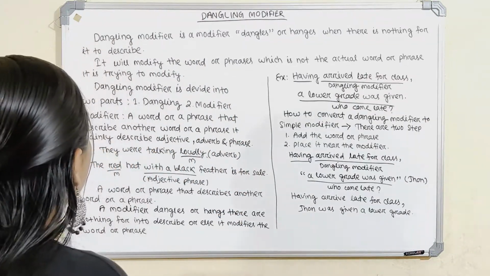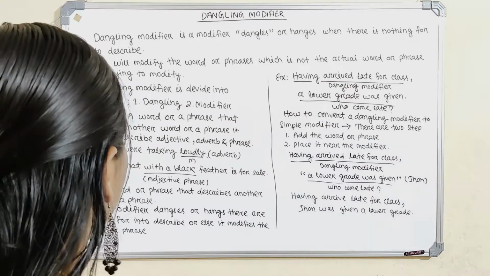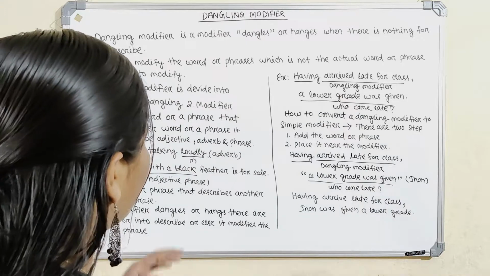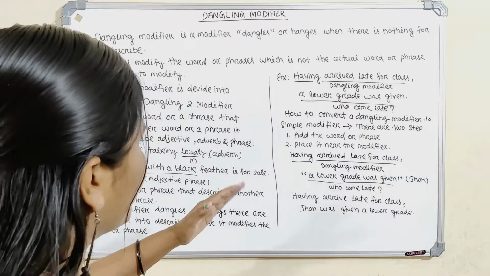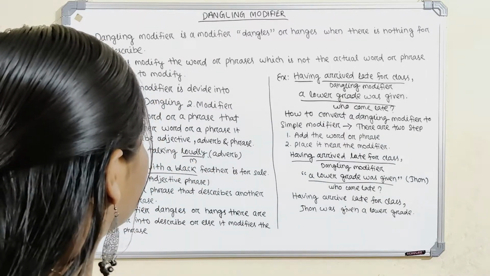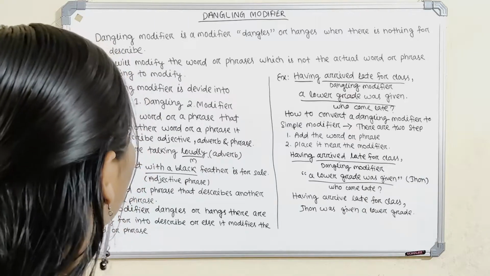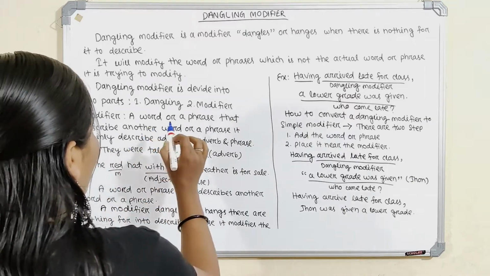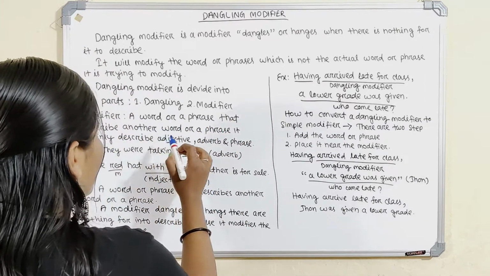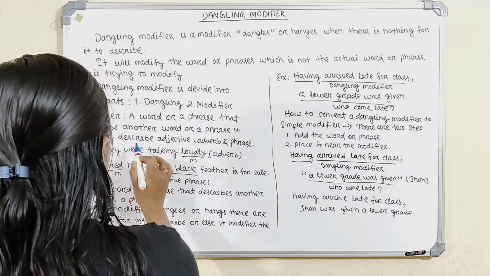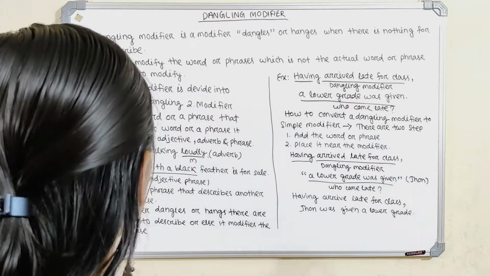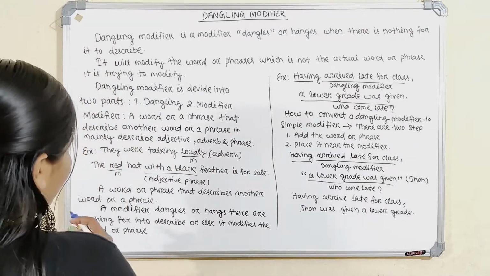A dangling modifier is divided into two parts. One is dangling, the second is modifier. First we will discuss what a modifier is, then we will differentiate it from a dangling modifier, then we can understand easily what is a modifier and what is a dangling modifier. So, a modifier is a word or phrase that describes another word or phrase. It mainly describes adjectives, adverbs and phrases. It is called a modifier.